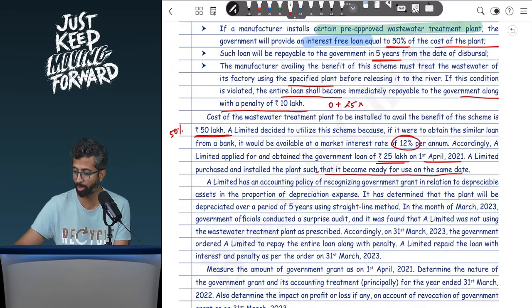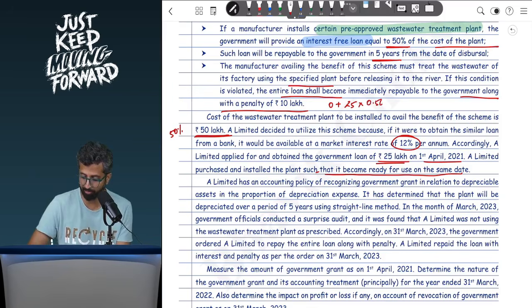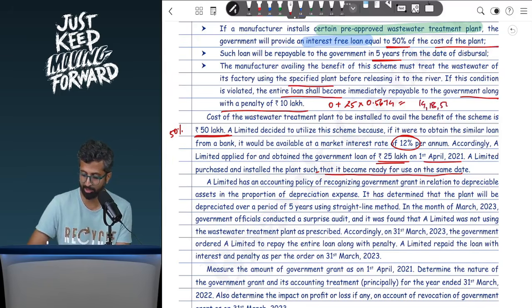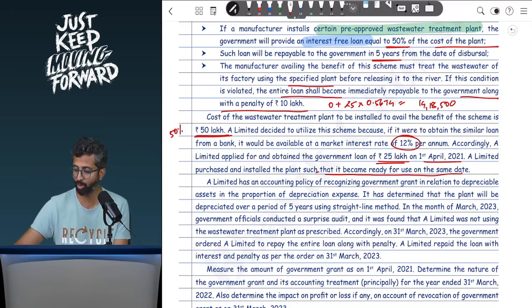1 divided by 1.12, 1, 2, 3, 4, 5. And this is 0.5674. So this is 25 lakhs into 0.5674, and it comes to approximately 14 lakh 18,500. So this is the value of the loan, but we have actually received 25 lakhs, and hence the difference between the two would be the grant amount. So 25 minus 14 lakh 18,500, that is around 10 lakh 81,500 will be the grant amount.